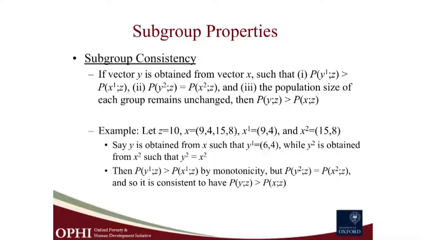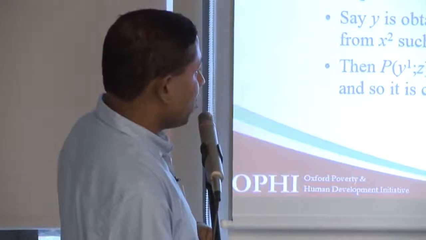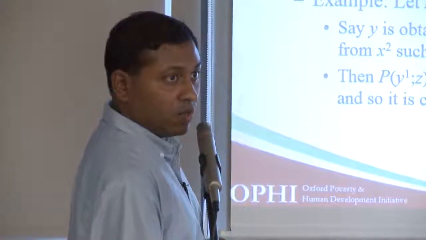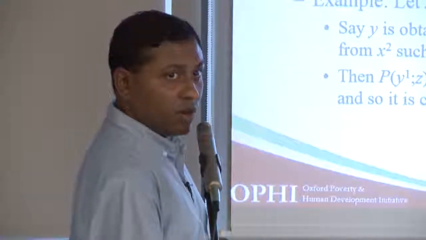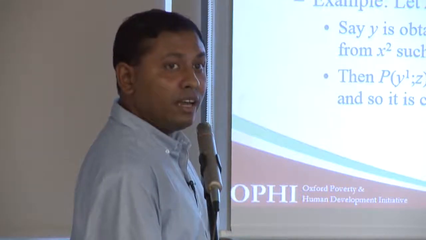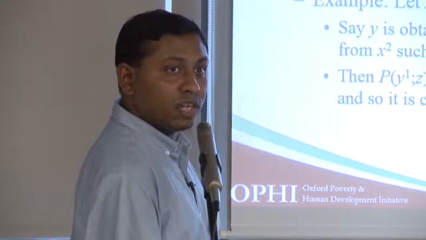So this is an example. Suppose you have this poverty line and you have the distribution, and this is how we create these two groups. Now say y is obtained from x such that y1, which corresponds to this one, is 6, 4. So you can clearly see that this has gone down. Okay? So is poverty in y1 higher or lower? If we compare x1 and y1, is poverty higher in y1 or lower in y1? Higher. How did you get that? Which property can you use to conclude that?